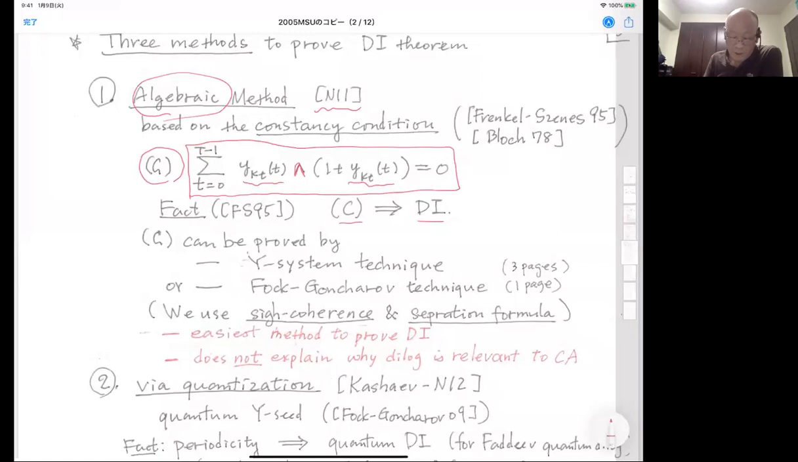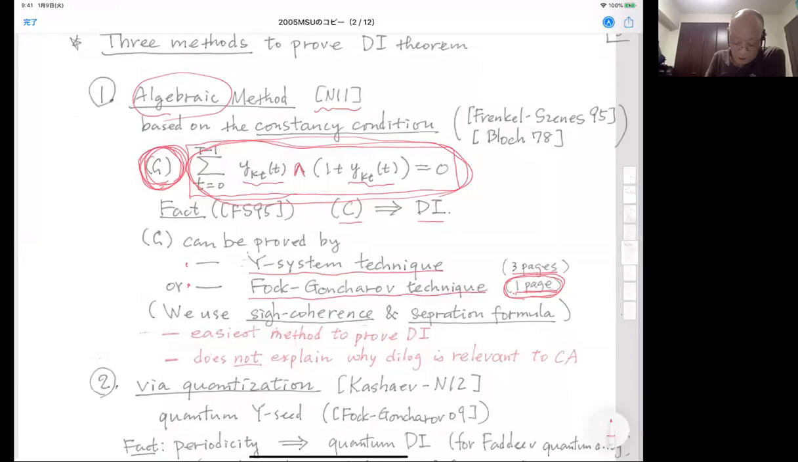So our point is we need to prove this constancy condition from the periodicity condition of mutation. And this can be proved in two ways. The first way is using Y-system technique, and it's a three pages long proof, not so difficult. Or, I won't explain it at all, but there is some related work by Fock and Goncharov, and we can use this technique. I can prove this constancy condition in just one page. So this theorem is not hard to prove. Once everything is formulated, it essentially only takes one page, and you just show these things from the periodicity condition.